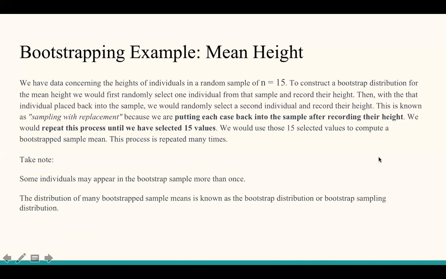I think the best way to understand what bootstrapping is is to go through an example. So we have data concerning the heights of individuals in a random sample of 15 people. To construct a bootstrap distribution for the mean height, we would first randomly select one individual from that sample and record their height. Then, we place that individual back into the sample. Then we would randomly select a second individual and record their height.